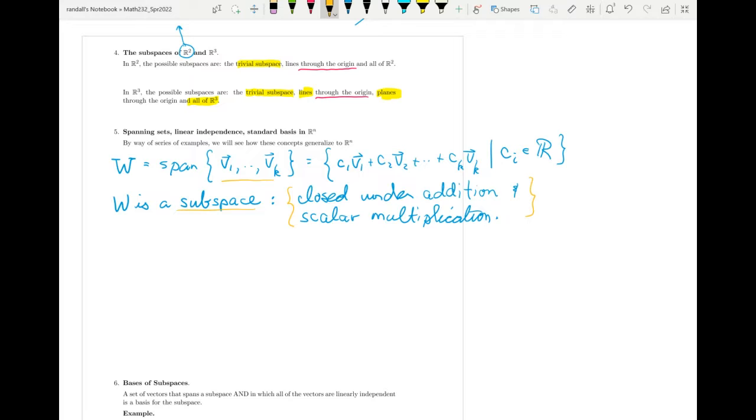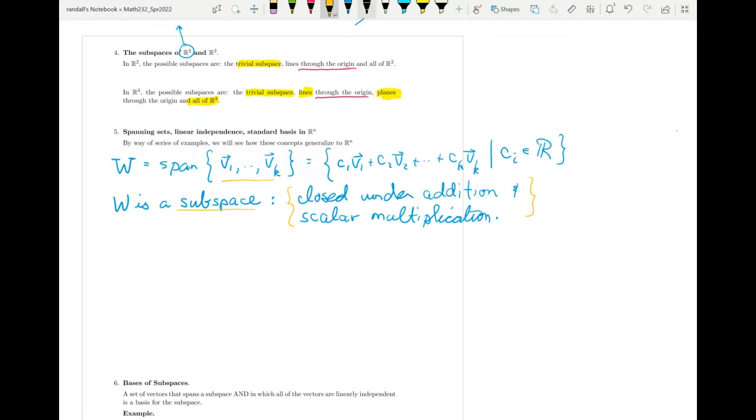And then you have to take an arbitrary vector and an arbitrary scalar and show that the scalar multiple, c times v, is also of this form. Okay, then you've proven that it's a subspace. But you can do that as an exercise. So that's spanning sets, and they happen to be subspaces, since we're talking about subspaces.